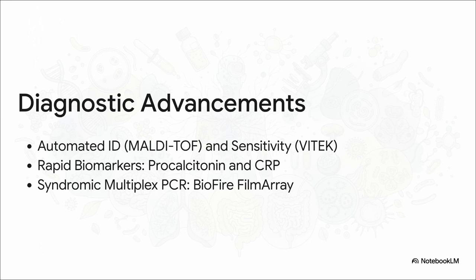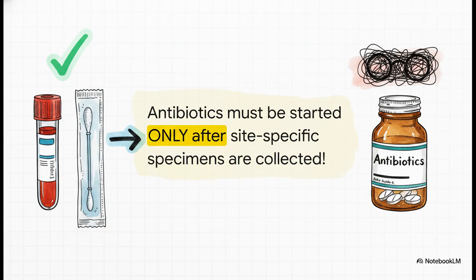And it gives you way more than just fast cultures. It gives you rapid, actionable data right on the wards. You've got automated ID and sensitivity testing at your fingertips. You can gauge infection severity using fast biomarkers like procalcitonin and CRP. And this is the cool part. Syndromic multiplex PCRs, like the film array, let you test a single specimen for dozens of common agents all at once, giving you results in about an hour. Literally 1 hour. But despite all this amazing sci-fi technology, never ever forget the golden rule, the culture of cultures.